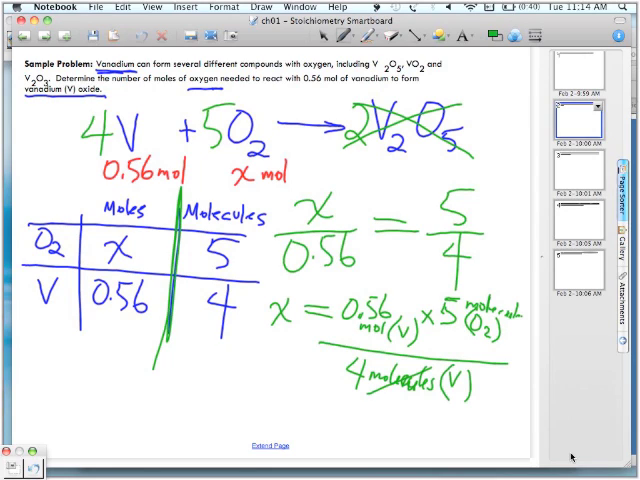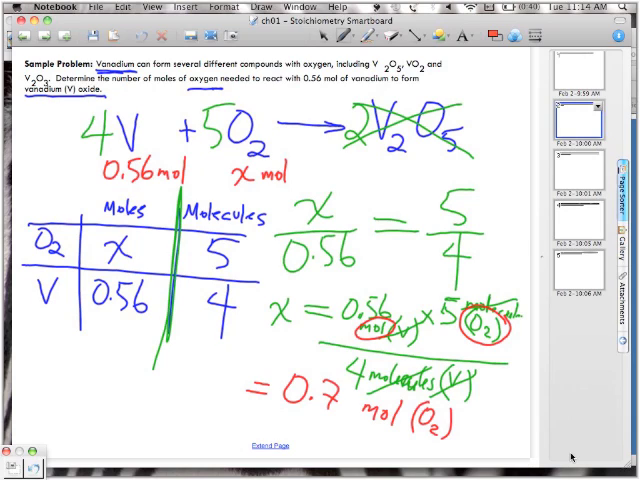So molecules cancel out, vanadium cancels out, and all I'm left with is moles of oxygen. When I multiply 0.56 times 5 and divide it by 4, what do I get? 0.7 moles of oxygen. Now, the least number of significant digits in my question is 2, right? So this answer is 0.70 moles of O2.